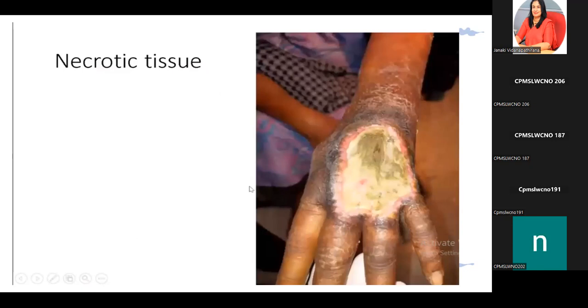Necrotic tissue. What would you do to this one? These are vital structures. Here's the hand. These are tendons. You can actually get this to heal with some function. Any idea?